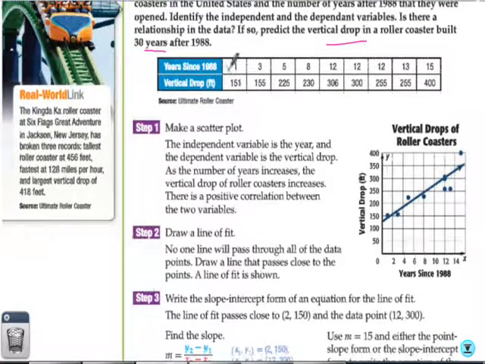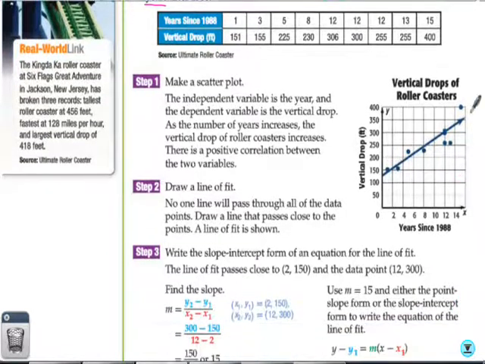So here's years since 1988, and then the vertical drop in feet, and we can see that this data is trending up. So step one, we make the scatter plot and we determine that it's trending up. Step two, draw the line of best fit. This is where we have to understand that the line isn't necessarily going to go through all the points. It's going to be an estimate. I could do this and you could do this and we could get 2 totally different lines because the line is an estimate. So we draw that line.